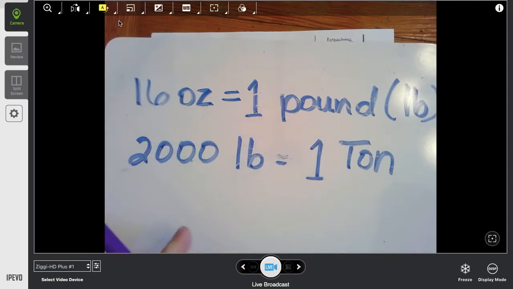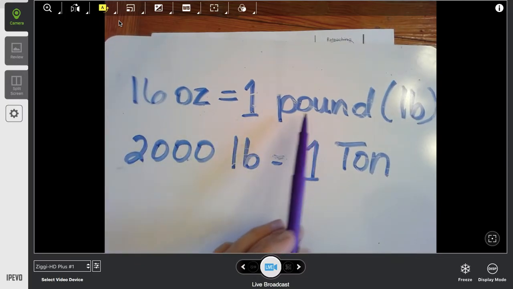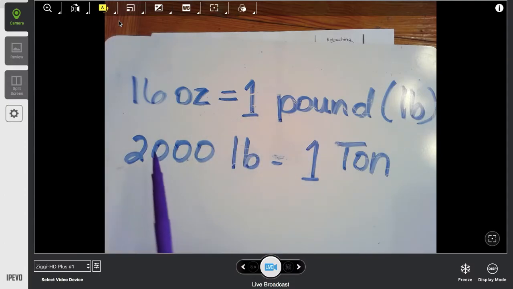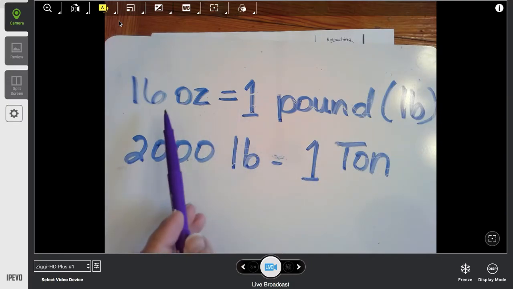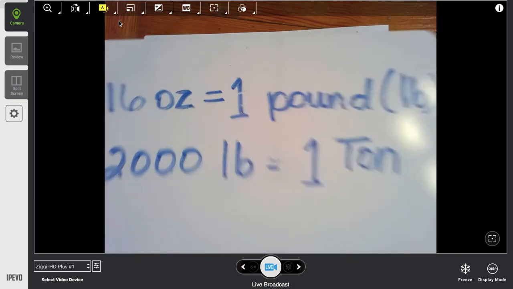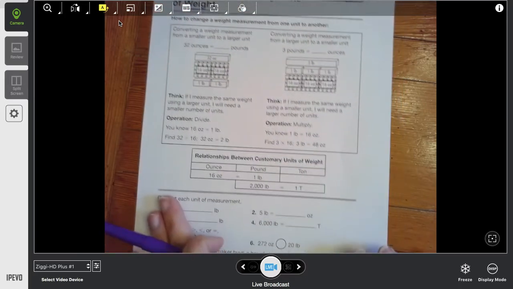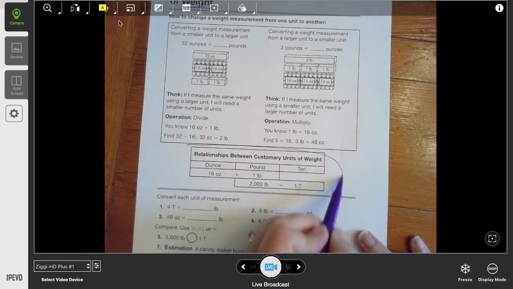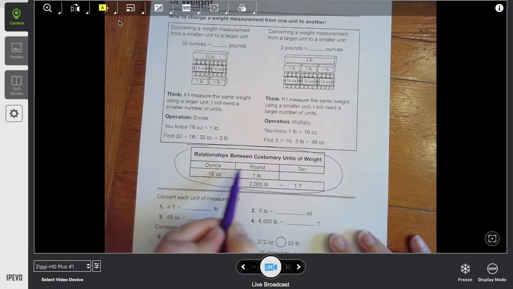16 of those ounces makes a pound, and then for a pound, you have to use 2,000 of them to create a ton. So our conversions are going to be nice and simple. We have 16 ounces is 1 pound, or 2,000 pounds equals a ton. Okay, so those are the measurements we need to find. You can also see that on your worksheet right in this middle section again. Your ounces, pounds, and tons. 16 ounces makes 1 pound, and then 2,000 of those pounds makes a ton.